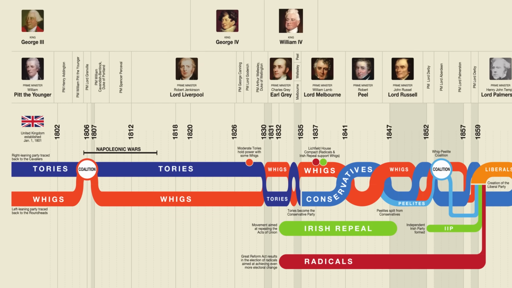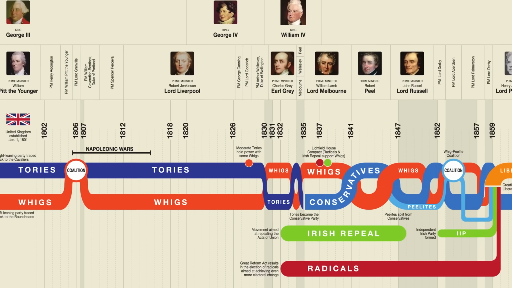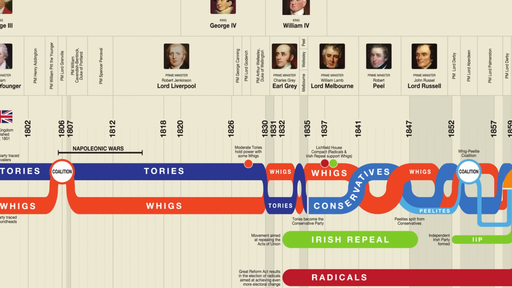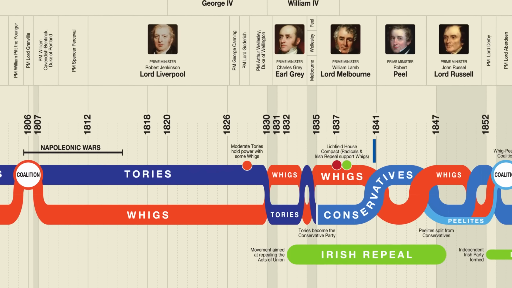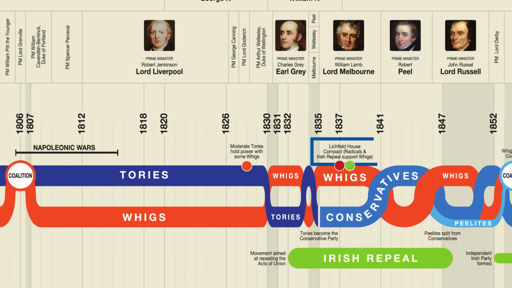In 1837, they had to make an agreement with the Radicals and Irish Repeal in order to stay in power, an agreement known as the Lichfield House Compact. This was the first step in the Whigs' eventual transformation into the Liberal Party.